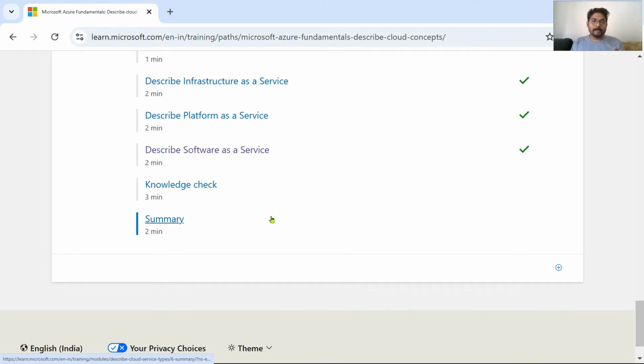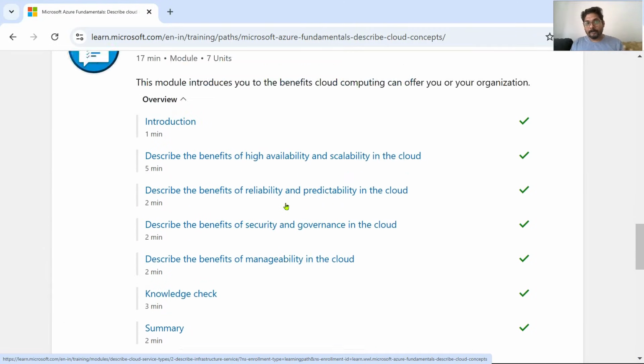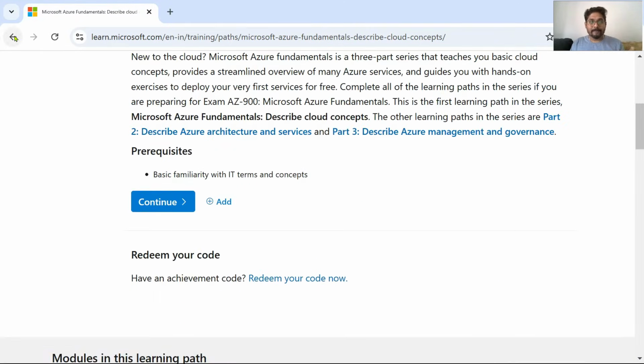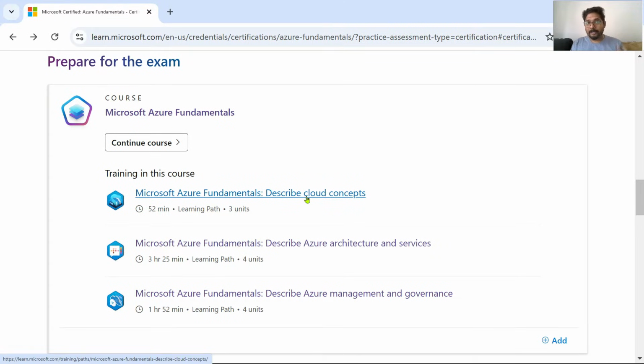So right now the image should be clear. When you target the very first topic, there are three modules inside it, and those have individual topics. In a similar way, Azure architecture and services.